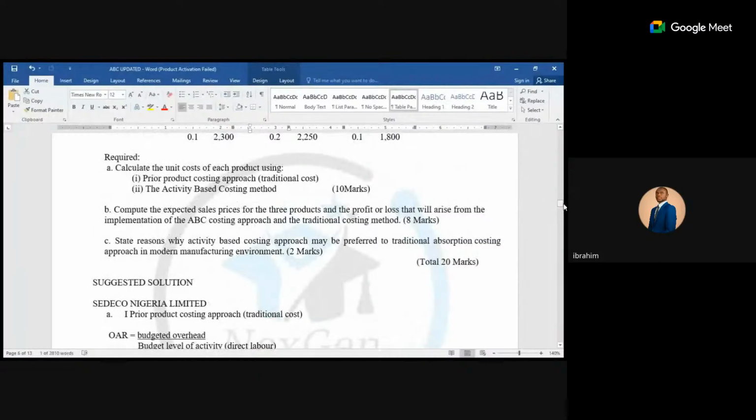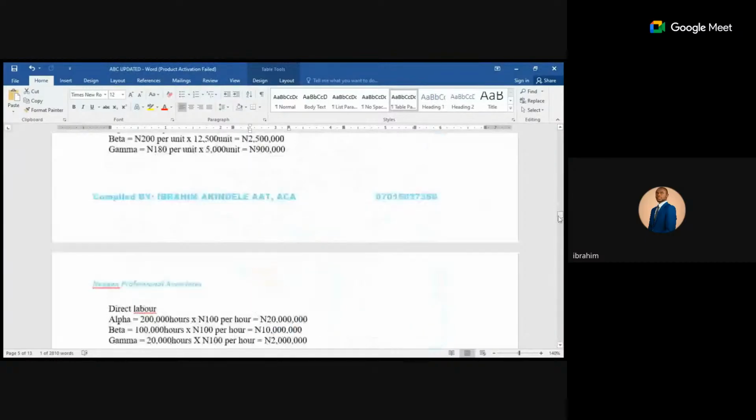State reasons why activity-based costing approach may be preferred to traditional absorption costing approach in modern manufacturing environment. So you have that in your notes already. You have that, state reasons why activity-based costing is preferred. That is 2 marks. Total marks allotted is 20 marks. So you have that in your notes.